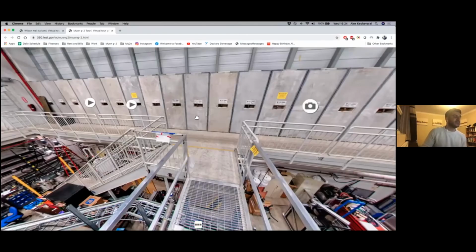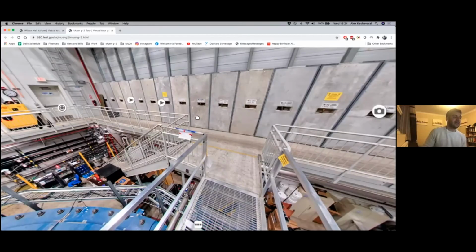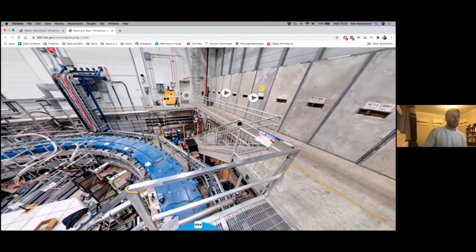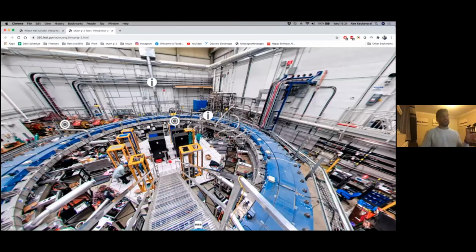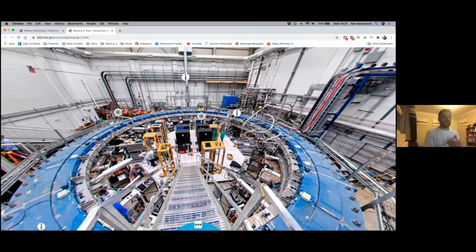So this ring, I didn't say this in the tour itself, but the Brookhaven measurement, as I said before, the previous measurement before this one, is actually exactly the same ring. Okay, so it's the same ring that was repurposed. It was used for the Brookhaven experiment. It was repurposed for this experiment.